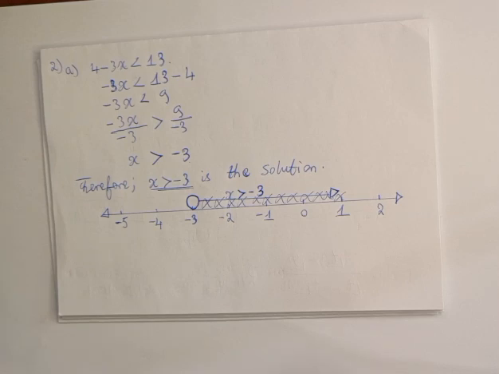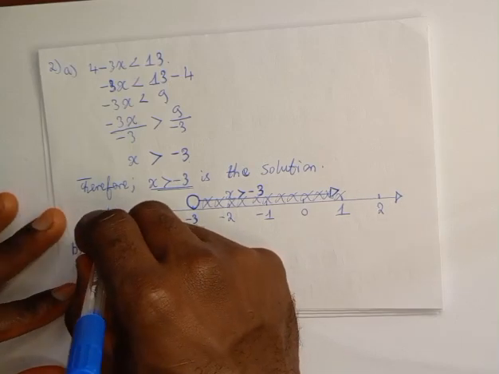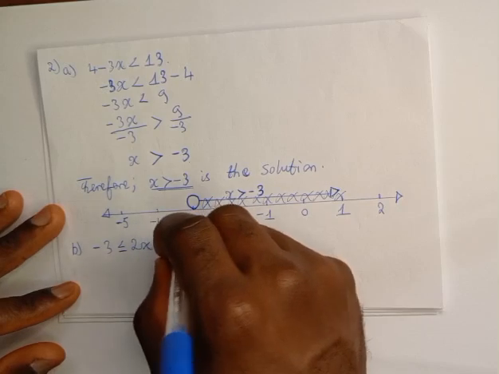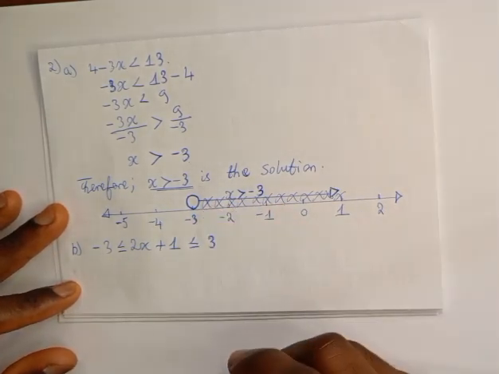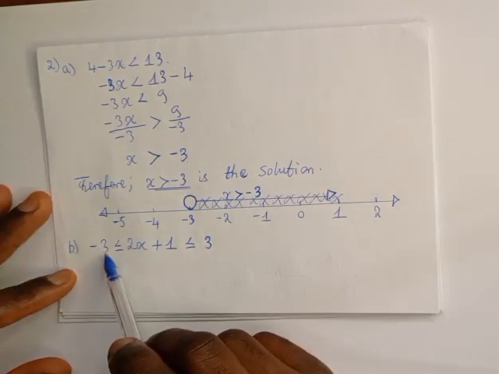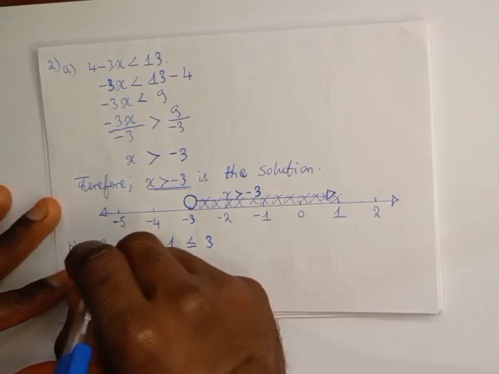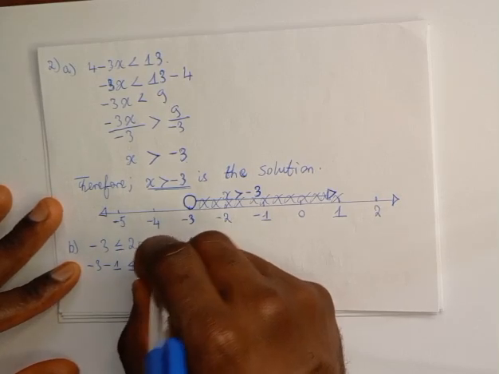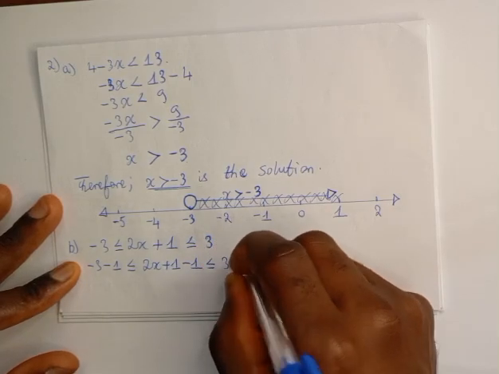We move now to the next question, question B. For question B, we have a double inequality: -3 less than or equal to 2x plus 1 is less than or equal to 3. For us to answer this problem, we are going to add -1 throughout this double inequality. This will give us -3 minus 1 is less than or equal to 2x plus 1 minus 1 is less than or equal to 3 minus 1.